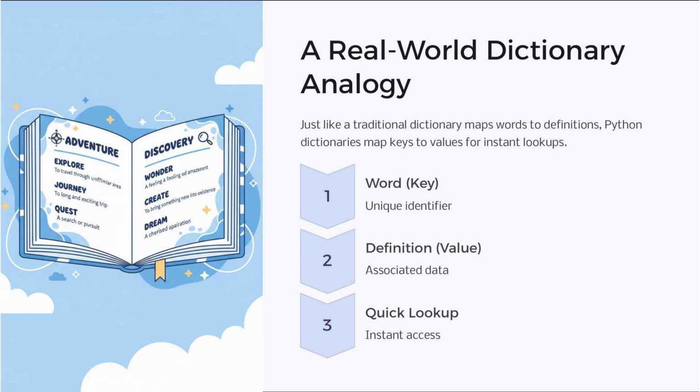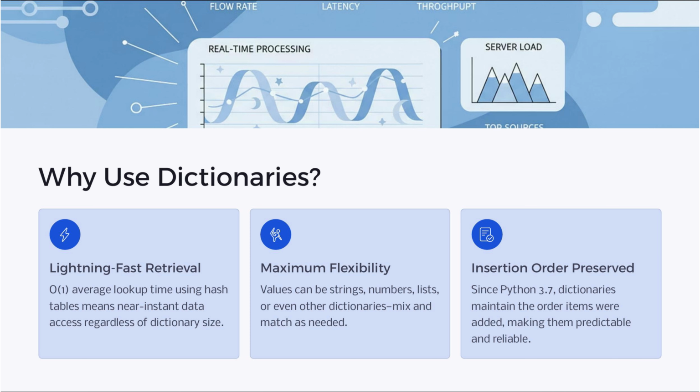Consider a traditional dictionary. Words are unique keys, and definitions are their values. Similarly, Python dictionaries map keys to values, enabling quick lookups. Each key acts as a unique identifier, while the value is the associated data, allowing for efficient data retrieval and management. Dictionaries offer lightning-fast retrieval with 0.1 average lookup time, ensuring near-instant data access.